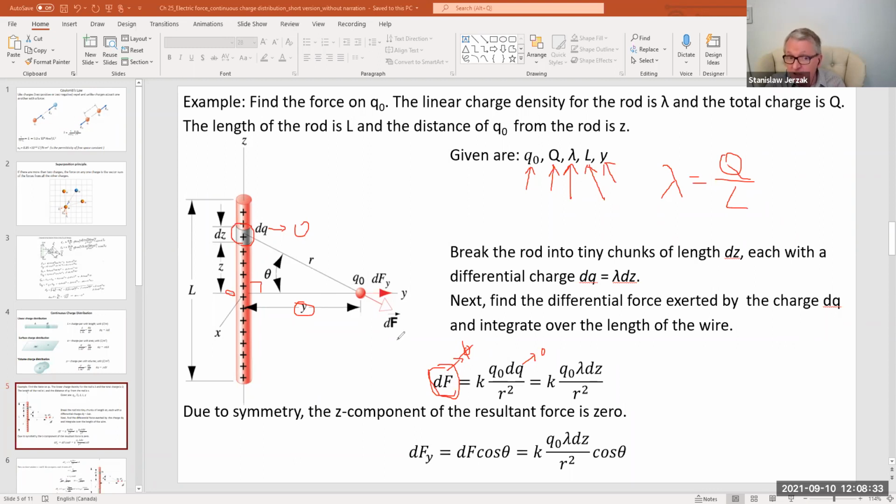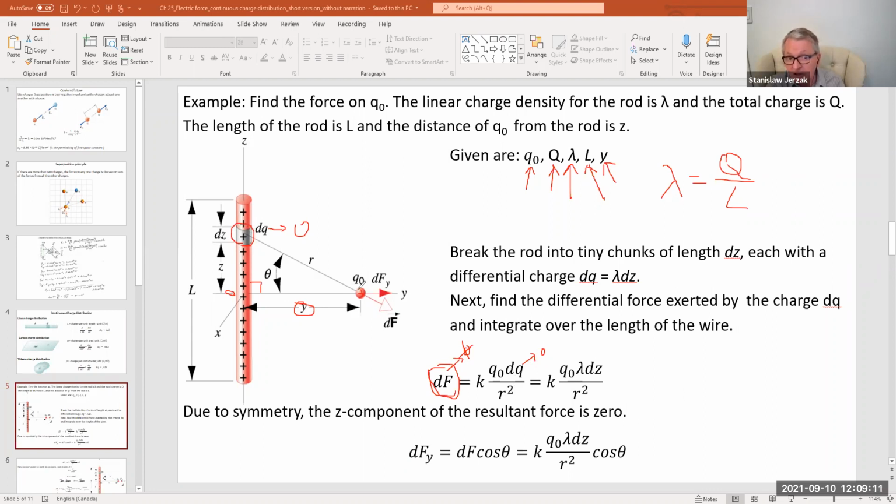And the force dF will be in this direction. Remember, dF is along the line connecting that charge dq to Q0. Because the charge on the rod is positive and this Q0 is also positive, which I forgot to mention, Q0 will be repelled by dq in this direction. The magnitude will be equal to Coulomb constant k, which is 1 over 4 pi epsilon 0, times the product of the two charges, Q0 times dq, divided by the square of the distance between these charges.